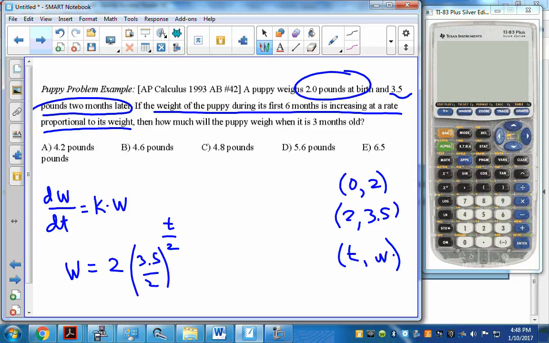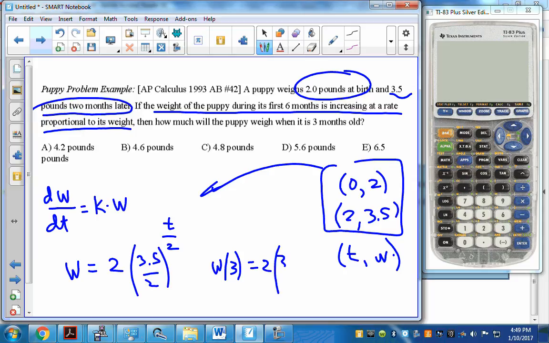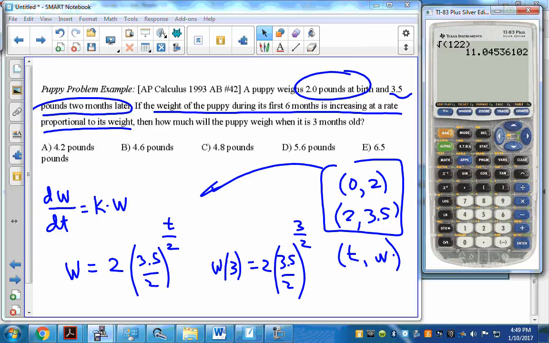And again, you might want to check to see that these two data points are satisfied by that equation. I'll let you do that. The task we had to do was how much will the puppy weigh when it's 3 months old. So W of 3 is going to be 2 times 3.5 over 2 to the 3/2 power. This was a calculator problem. So at that point, we just jump on our calculator and we say 2 times 3.5 divided by 2 raised to the 1.5 power. And we get 4.6.